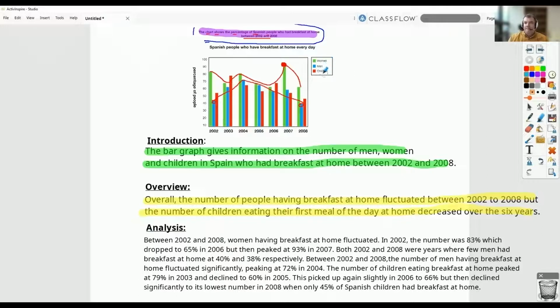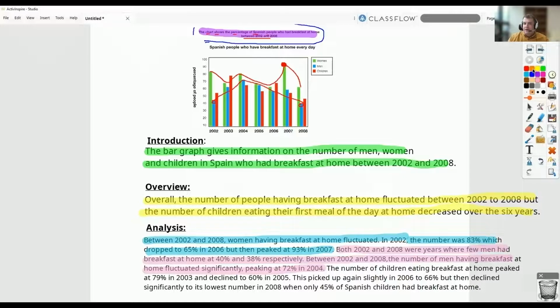talk about the groups separately. So between 2002 and 2008, women having breakfast at home fluctuated. In 2002, the number was 83, which dropped to 65% in 2006, but then peaked to 93% in 2007. There's women. So our first two sentences are about women. Our next one, which we'll do pink, we talk about men. So men are pink. The next two sentences as well are about men.